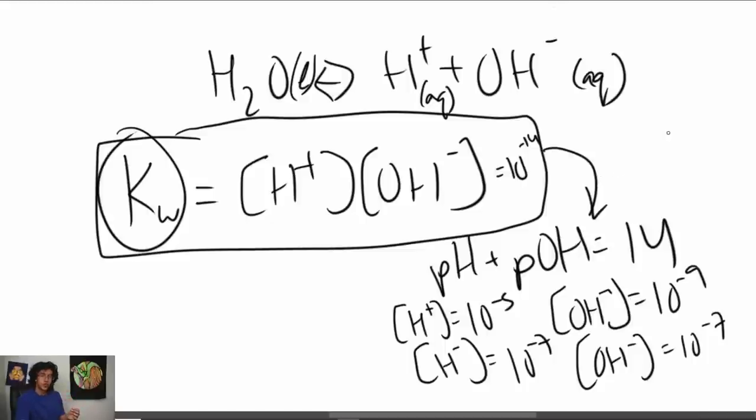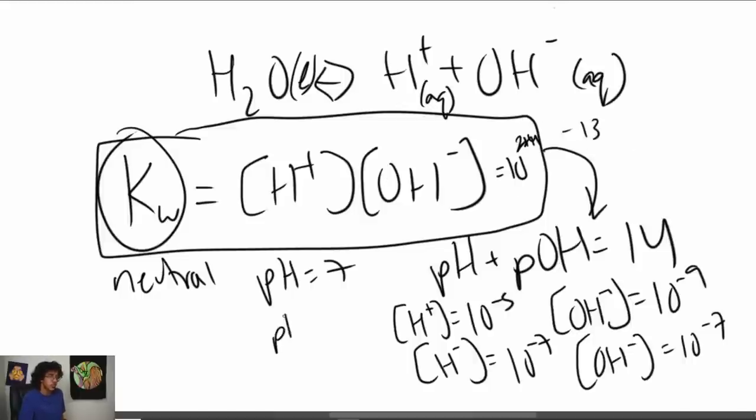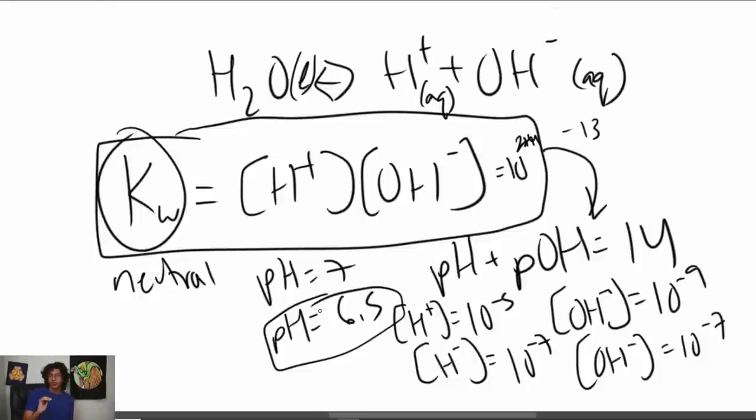We usually think of neutral as pH is equal to 7. But actually, what it means is that H plus and OH minus concentrations are equal, which at 25 degrees Celsius is when pH is equal to 7. But what happens if our Kw actually became 10 to the negative 13? Then in that case, neutral pH would actually be 6.5, right? So the pH of neutral could change, but as long as you have an equal number of hydrogen and hydroxide ions, that's when you have neutrality.